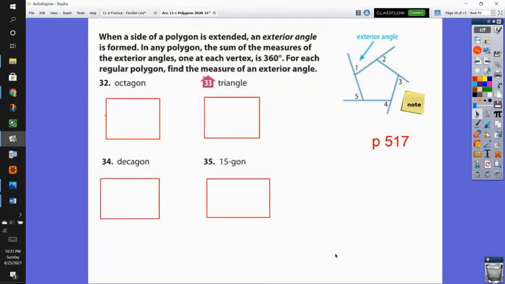Oh, one more problem out of the practice problems in the book. We talked briefly about exterior angles with triangles in the previous lesson. These are the exterior angles of a pentagon. So you extend each side in one direction, you get a bunch of exterior angles, same number as interior angles. Well, it turns out that the sum of the measures of the exterior angles, one at each vertex, is always 360 degrees for any polygon.